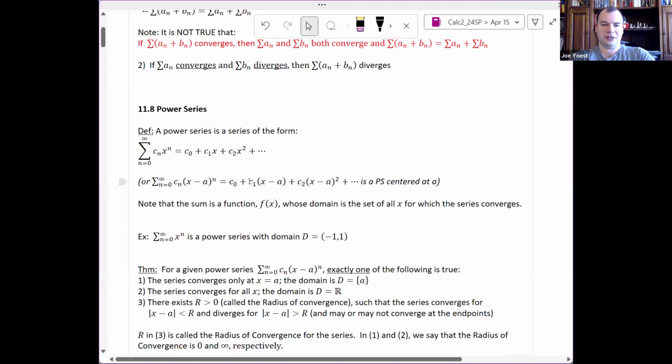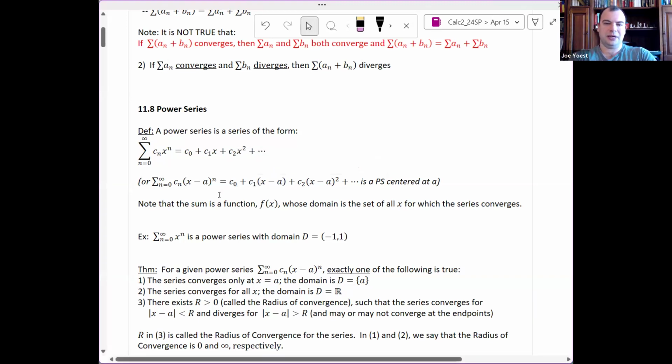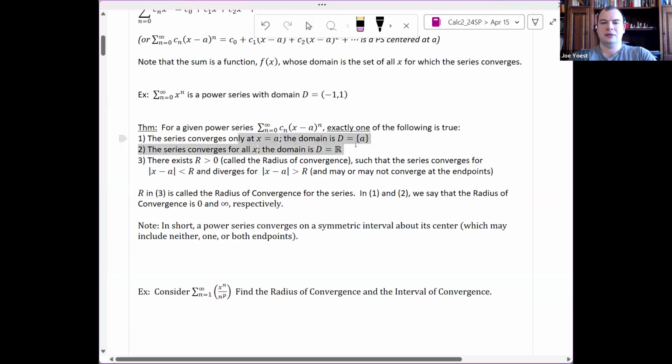Note that a series always converges at its center because we have C naught plus C1 times x minus A. When I plug in x equals A, that's 0. x minus A squared is 0, x minus A cubed is 0, and so on. We see that the nth partial sum is always just going to be C naught. And of course, that sequence consisting of all C naught will just converge to that constant. So power series always converge at their center, but it's possible that a series could converge only at its center, nowhere else.